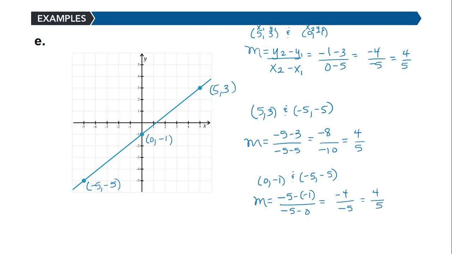So note that on a line, it doesn't matter which 2 points on the graph of the line we use, the slope is constant. It's the same slope. And a slope of 4/5 means between any 2 points on the graph of the line, if I start at one of those points, I'm going to rise by 4, so I go up 1, 2, 3, 4, and if I run by 5, 1, 2, 3, 4, 5, I get to another point on the graph of the line.